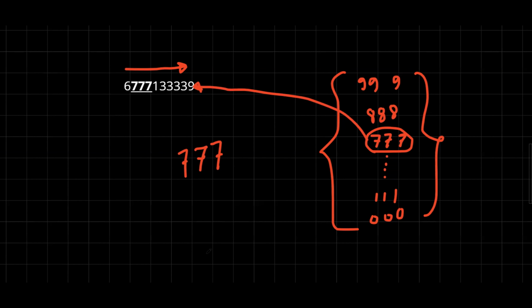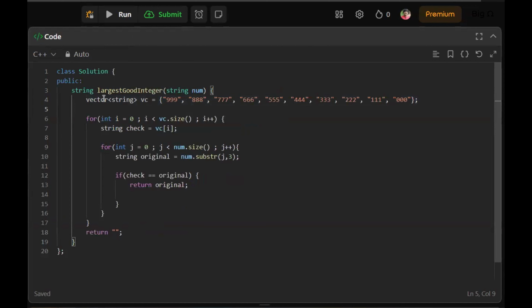Now let's move on to the code. In this problem, the code is pretty simple. At first, we are given a function named largestGoodInteger, which has a string as a parameter. Now, we are taking the 10 patterns and storing them in a vector VC. Now, we are iterating over each of the patterns, and checking whether the string has the corresponding pattern or not. If it does, that means we have to return that substring. Otherwise, we simply return the empty string. I hope you understood the code.